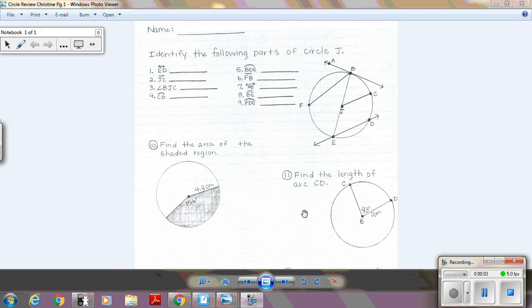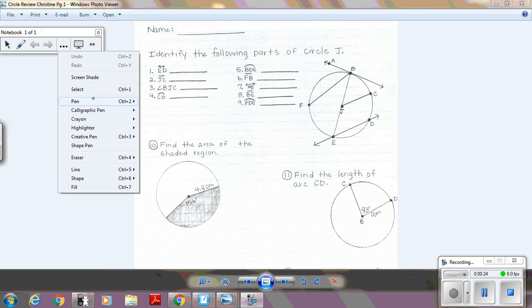All right, this is your Unit 10 circle review, the one for extra credit, so you might want to pay attention throughout the duration of this tutorial. Most likely because of all the problems, they'll be broken into two parts, so please bear with me. The first section asks for you to identify the following parts of Circle J.